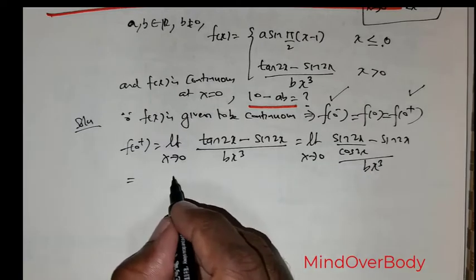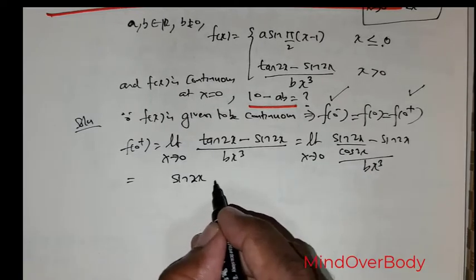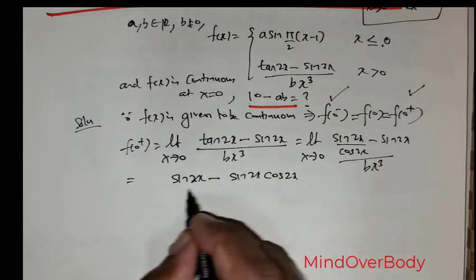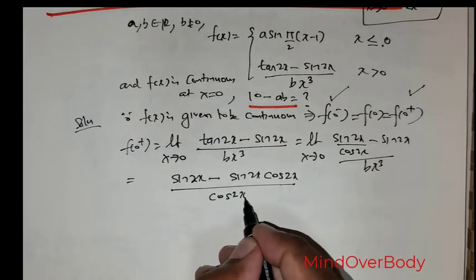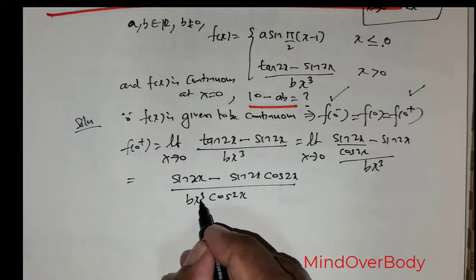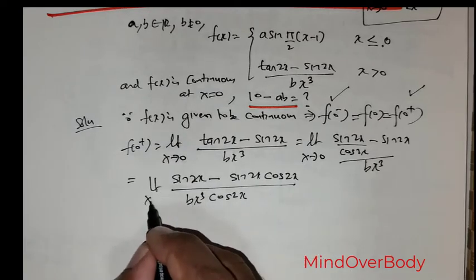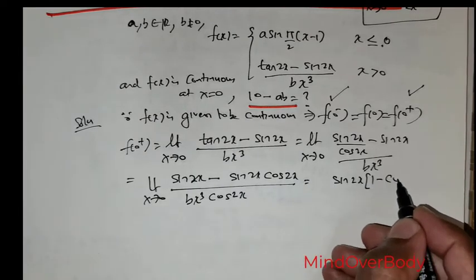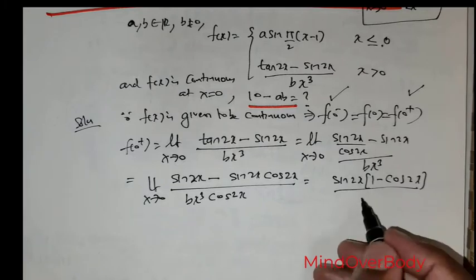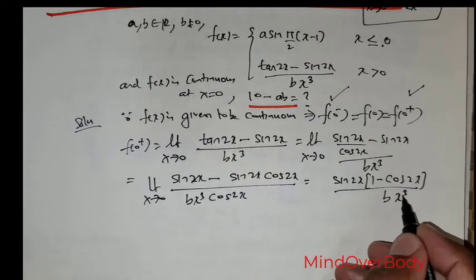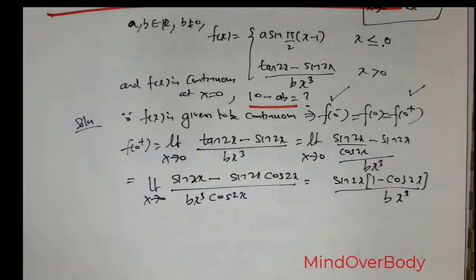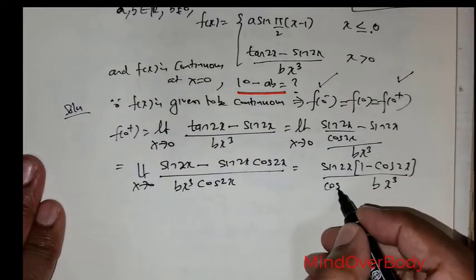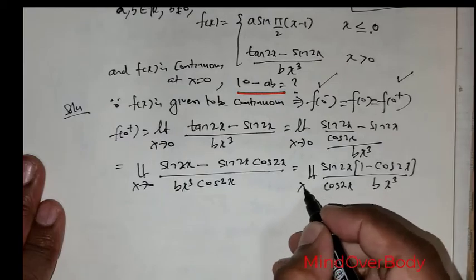Now taking cos 2x as the LCM, I would get sine 2x negative sine 2x times cos 2x divided by cos 2x times b times x cubed, with limit x tending to 0. I can take sine 2x out. I will get 1 negative cos 2x divided by b times x cubed. And is there anything else? There is also cos 2x, and this is limit x tending to 0.